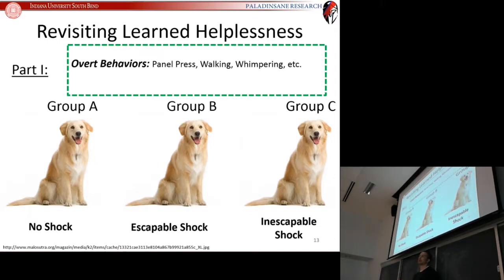And the key to these overt behaviors, again, is that they can be observed. So you can see a dog press a panel. You can see a dog walk. You can see a dog whimper. You can see a dog lie down. All of these are behaviors that you can observe. They are all overt behaviors. What about some covert behaviors? And this is pure speculation, but what might have been some of the covert behaviors?